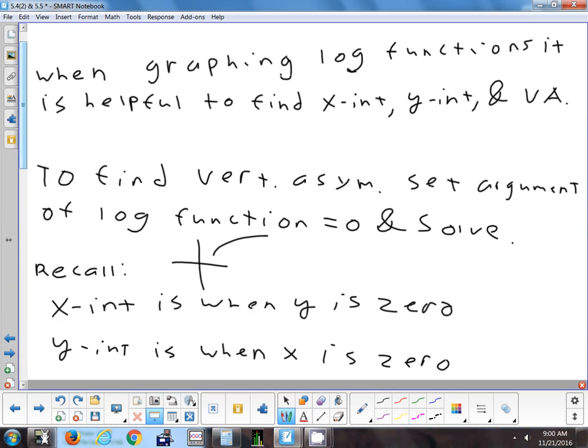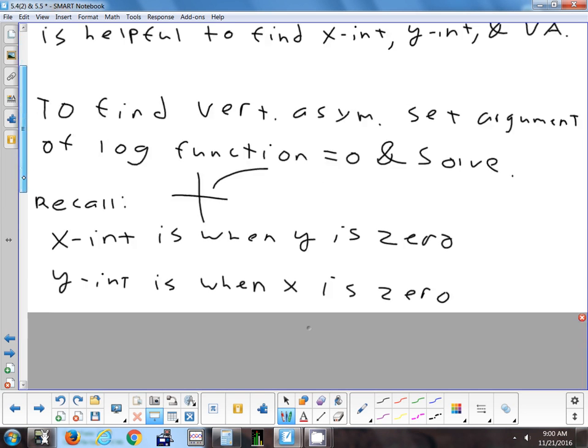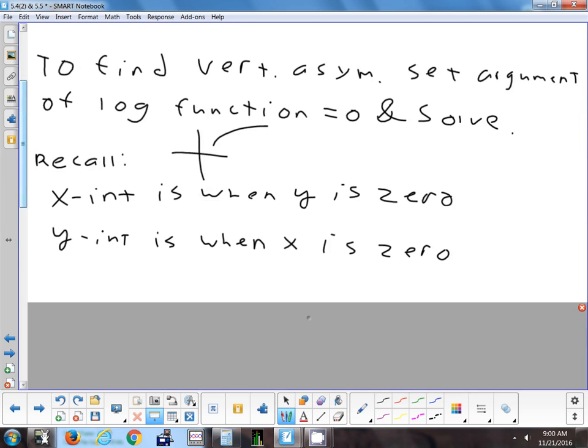If not, I'll just use my table on the calculator to get some other points, and I'll just go with those points. So to find your vertical asymptote, what you want to do is take the argument to the log function, set it equal to 0, and solve it. That'll tell you your new vertical asymptote. And then to find your intercepts, that's just like it always is. To find the x-intercept, plug in 0 for y. To find the y-intercept, plug in 0 for x. And don't worry if you get something that doesn't seem right, because it is possible you don't have an intercept.